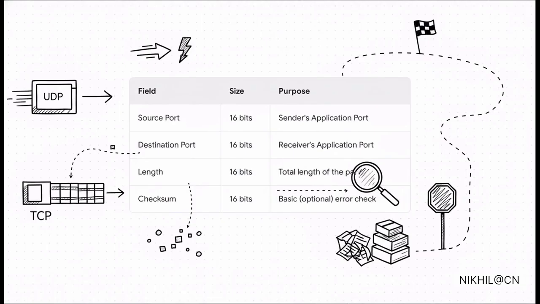And just look at the difference in the paperwork. The UDP header is minuscule. It's a fixed 8 bytes, that's it. Compare that to TCP's much bigger, more complex header. All UDP cares about are the port numbers, the packet length, and a really basic optional error check. That's the whole shebang. No acknowledgements, no sequence numbers. It's lean, it's mean, and it is built for one thing: speed.